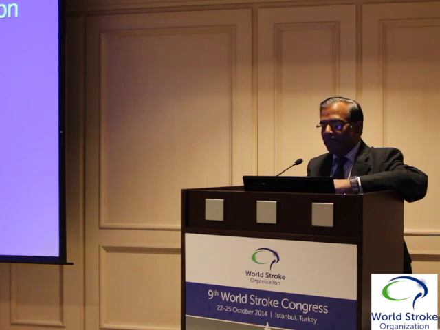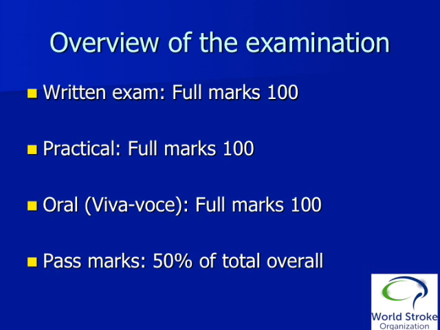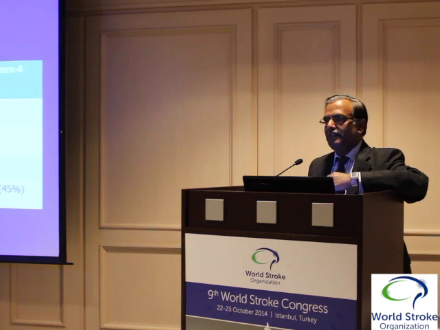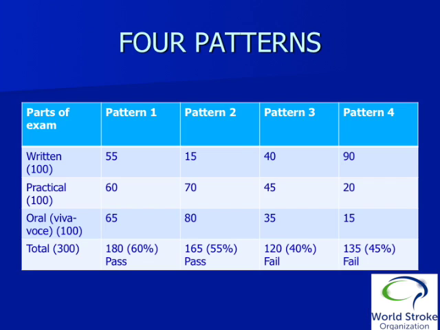Now let me give you overview of the examination. Written exam was full marks 100, practical full marks 100, viva full marks 100, pass marks was 50% of the total. And the committee looked at the patterns of marks. So these are the 4 patterns in which most of the students fell.